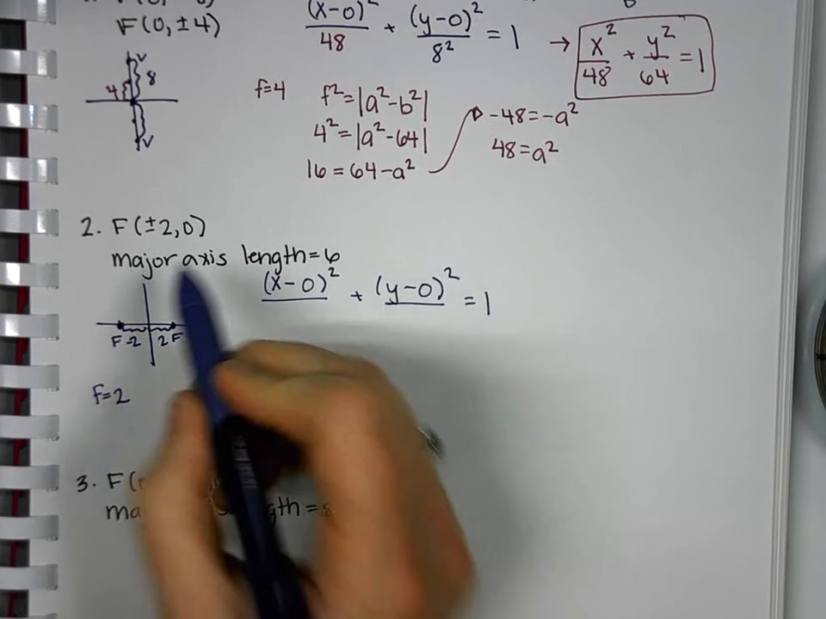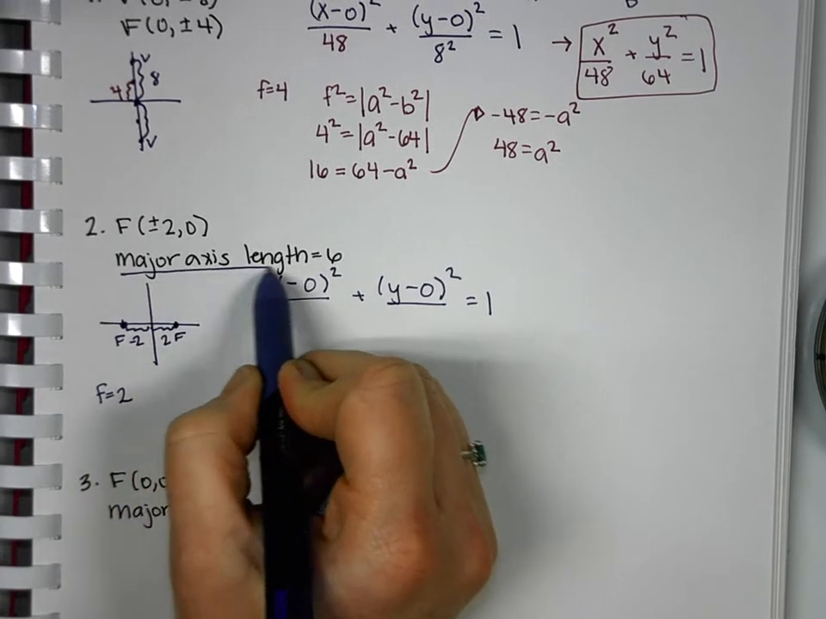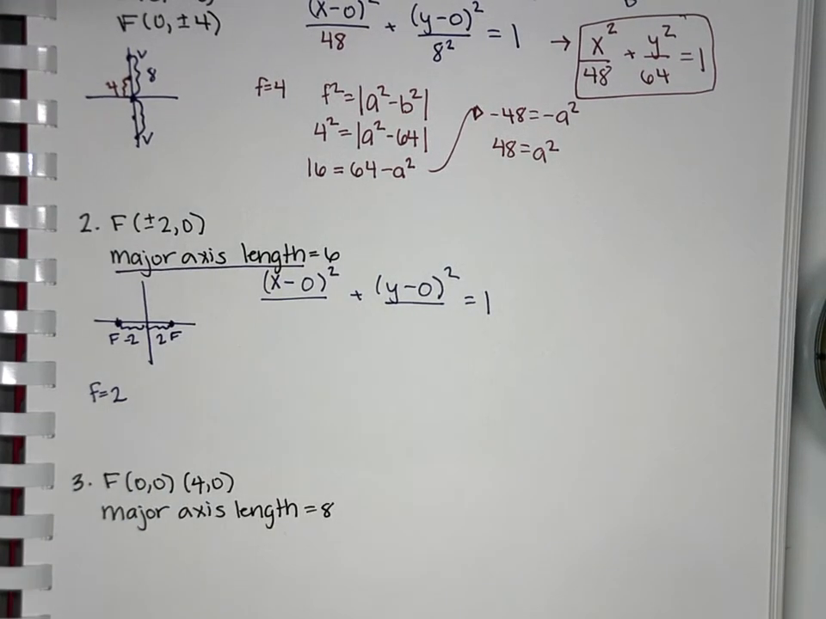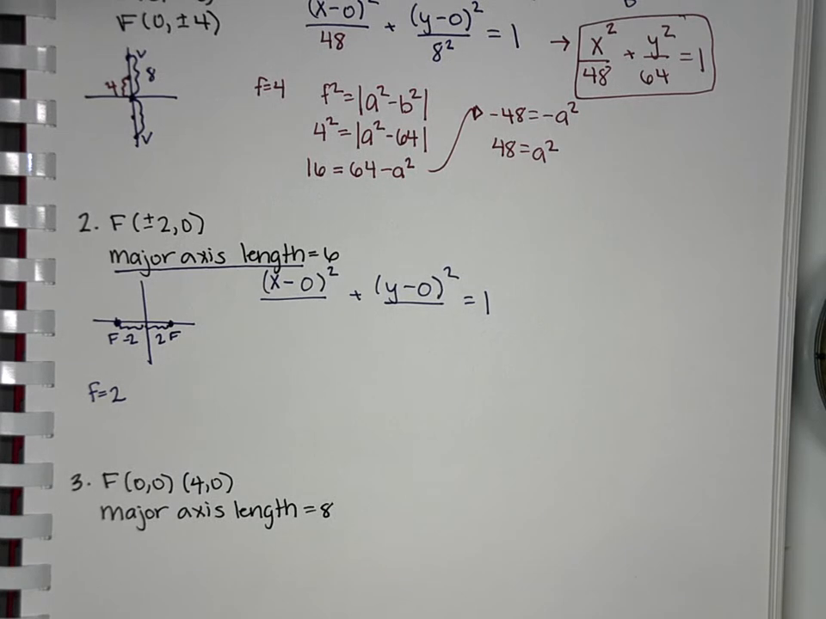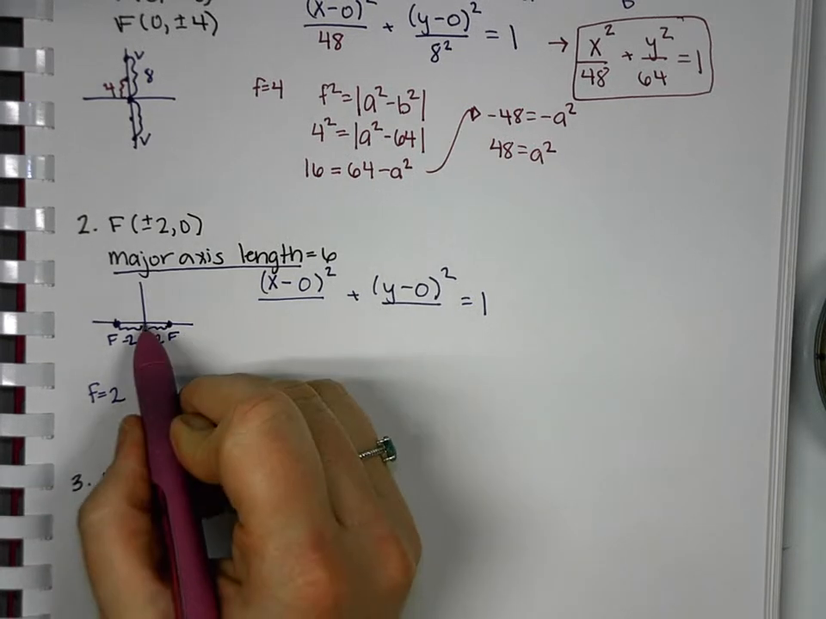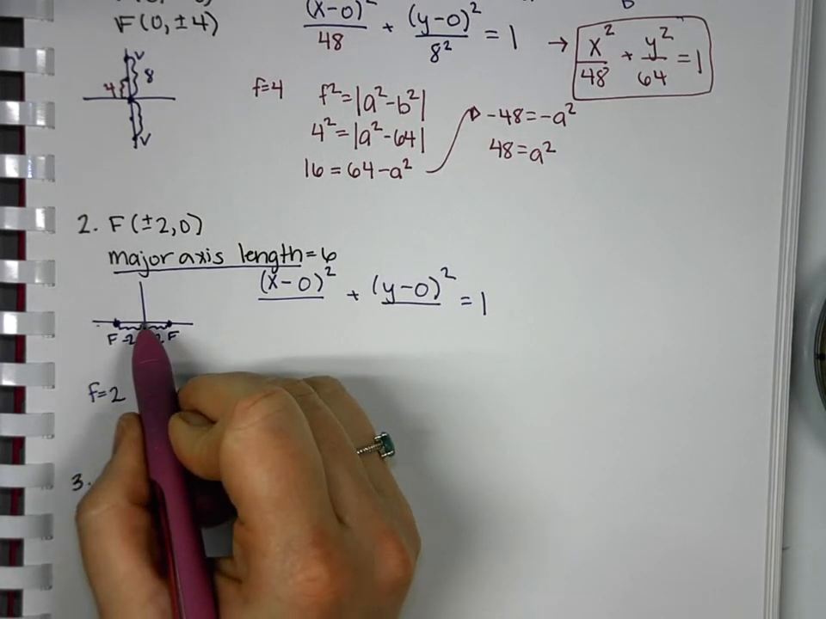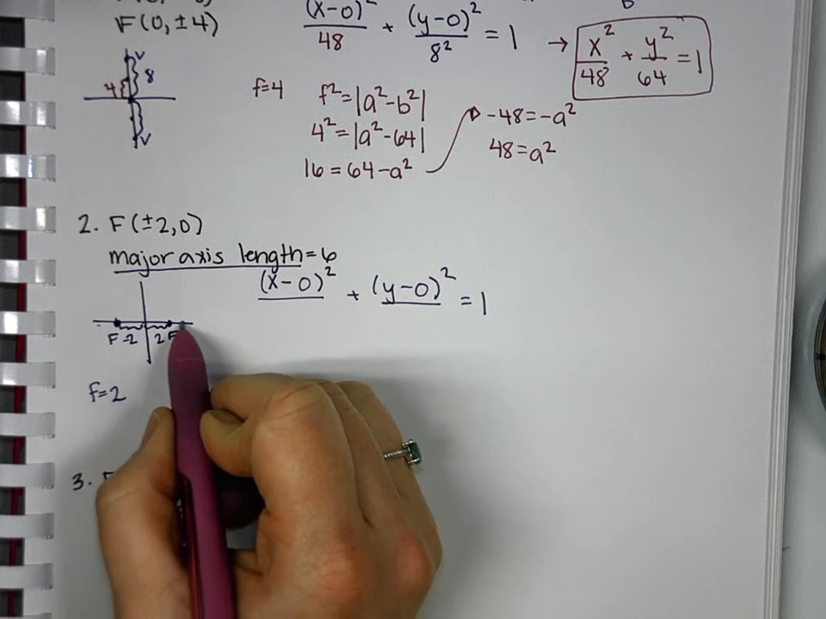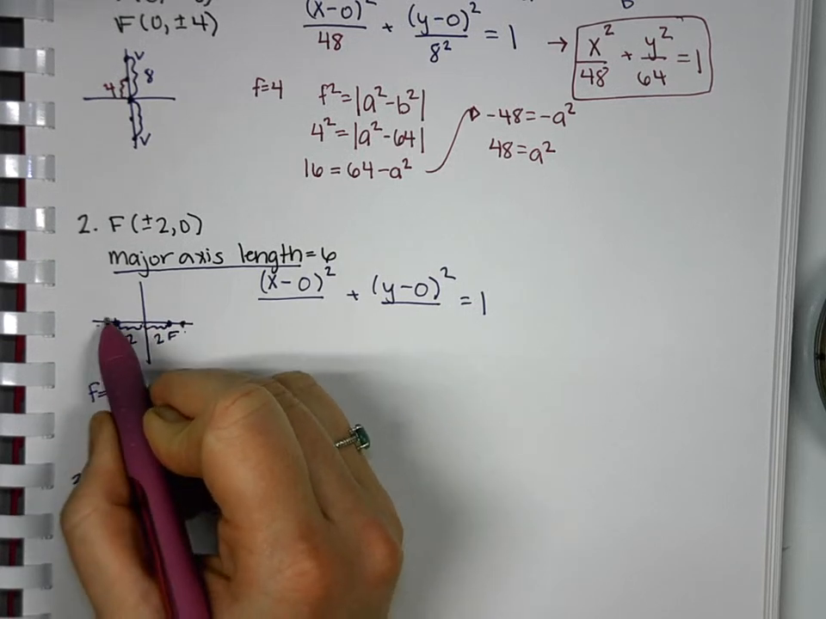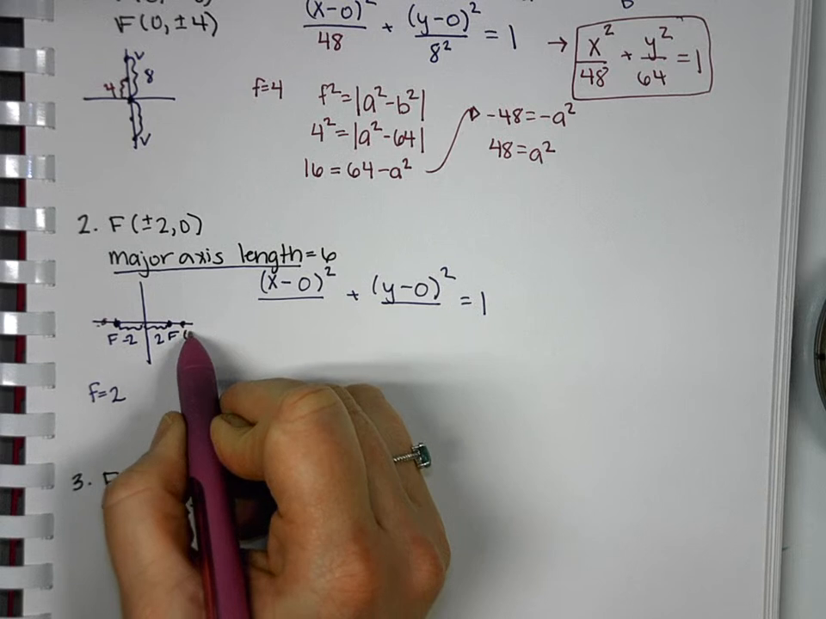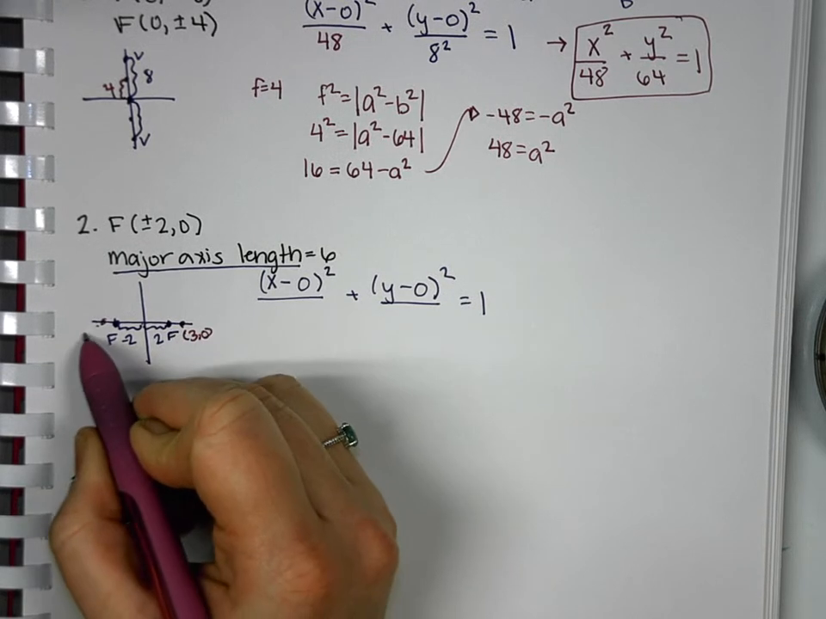But it also tells me this thing about our major axis length. That means from vertex to vertex, the whole length is 6. So if the whole length is 6, then how far from the center is each vertex? That means it'd be 3 this way and 3 this way, putting me at (3, 0) and (-3, 0).